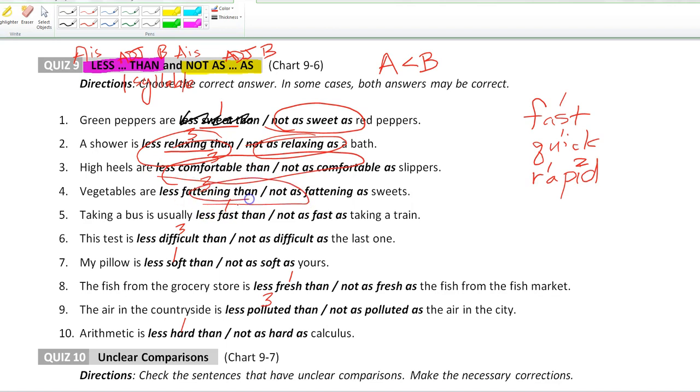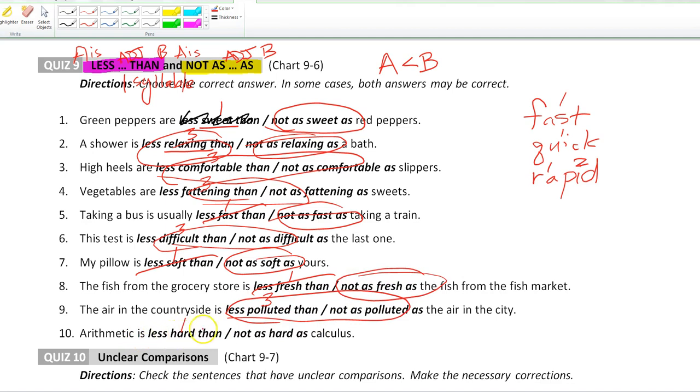Both. Both. No, not as fast as. Both. No, not as soft as. One syllable, not as fresh as. 3 syllables, both. 1 syllable, not as hard as. Okay, I hope you understood that.